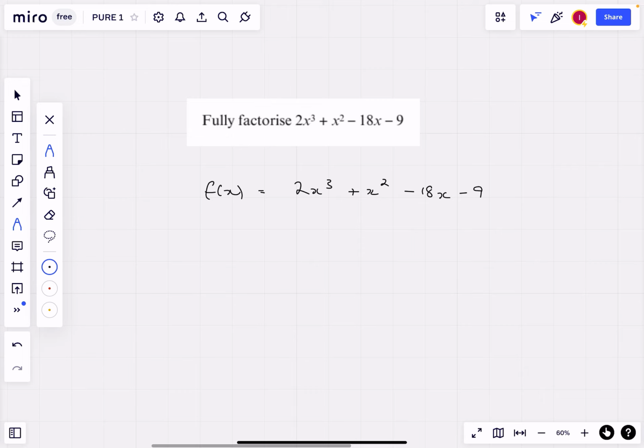So here's what I want you to do. Start with, let's say, f(-1). Do you get 0? If you get 0, then it is a factor. If you don't get 0, then it's not a factor. Okay? Start with f(-1) and then take it from there.